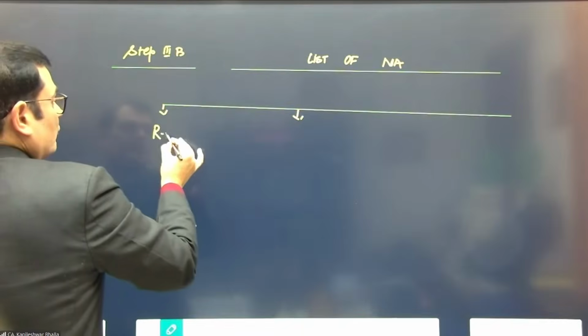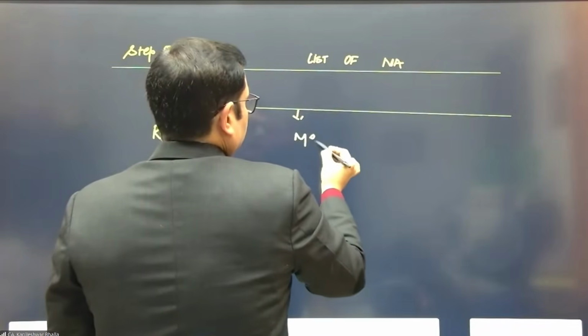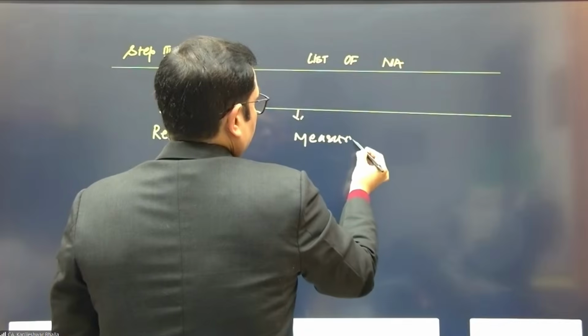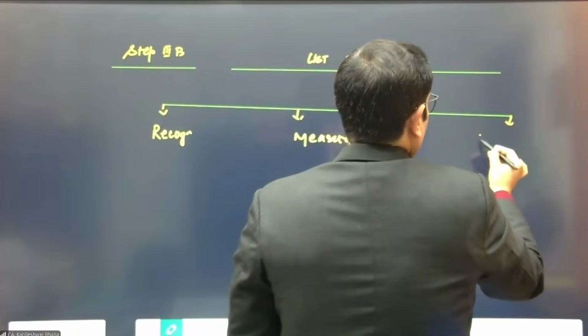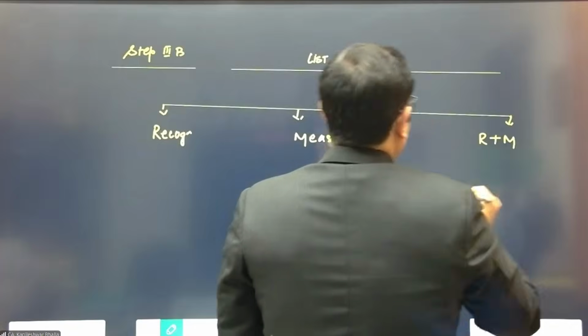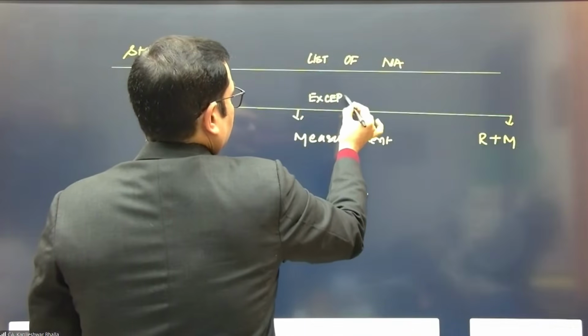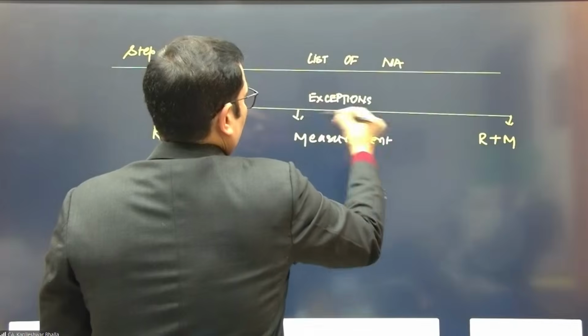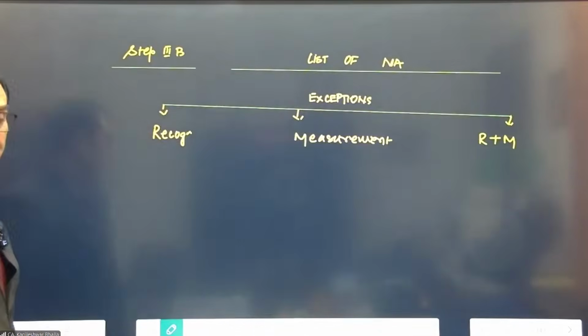So one is the recognition exception. One is the measurement exception. And the other one is the recognition and the measurement exception. So we're looking at the exceptions. There are a total of 3 exceptions: recognition, measurement, and recognition and measurement combined.